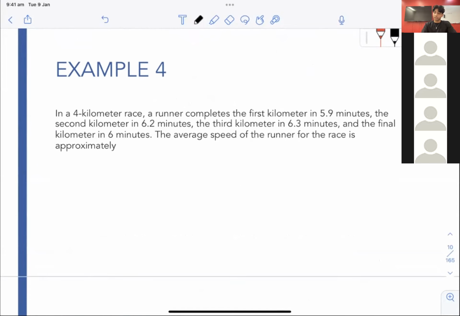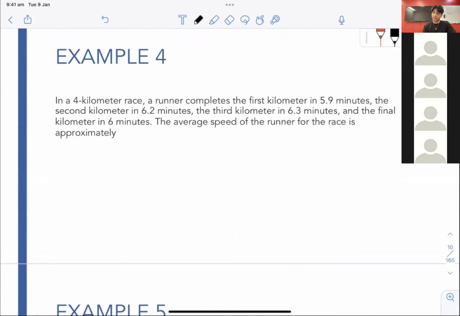Next question. In a 4-kilometer race, a runner completes the first kilometer in 5.9 minutes, the second kilometer in 6.2 minutes, and the third kilometer in 6.3 minutes. The final kilometer in 6 minutes. The average speed of the runner for this race is approximately what? So here we're asked for the average speed. Average speed is not a vector quantity, meaning the direction does not matter. So the direction this runner is running is not important to us. All we're concerned about is how far they're running.